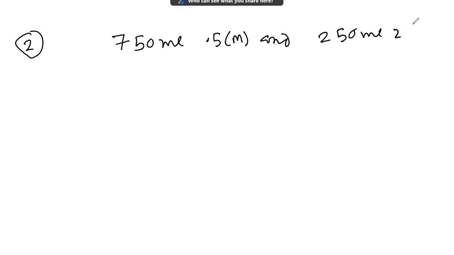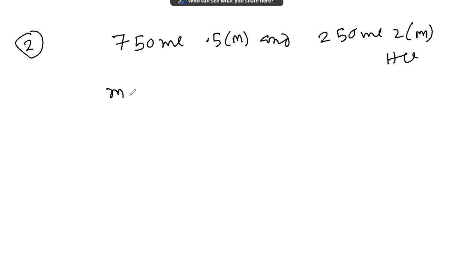The next question is: you have to find out the molarity of the solution obtained by mixing 75 ml of 0.5 molar HCl and another 250 ml of 2 molar HCl. These two solutions are mixed together to make the resulting solution. I have written 75 ml 0.5 molar HCl and 250 ml 2 molar HCl.